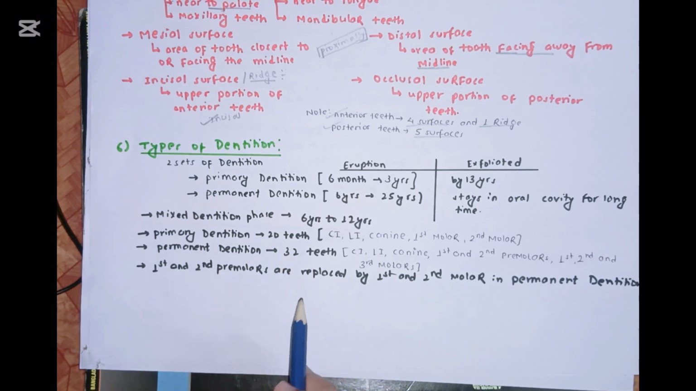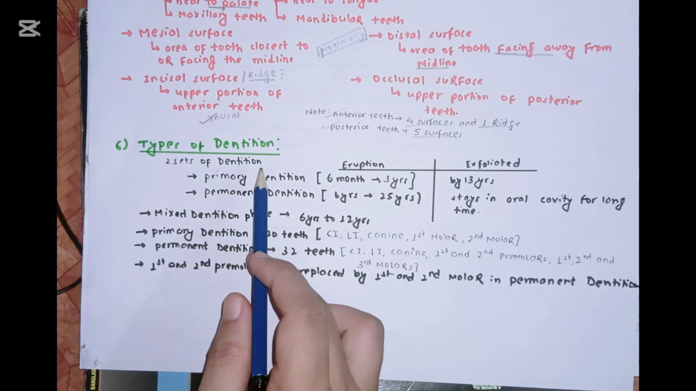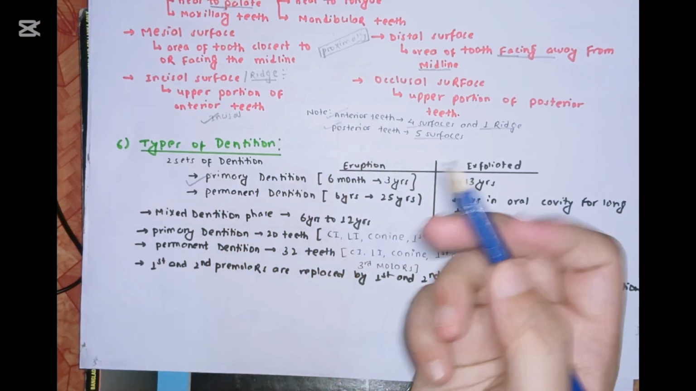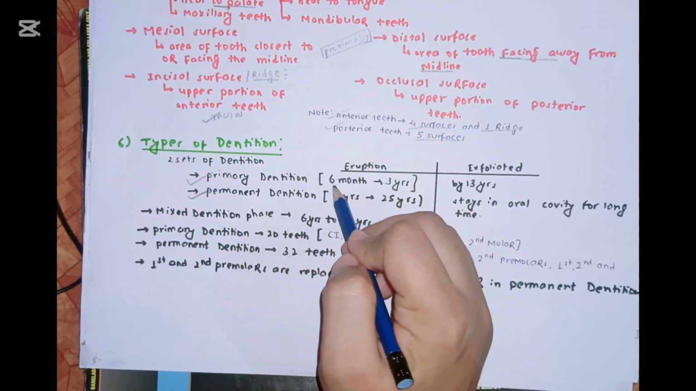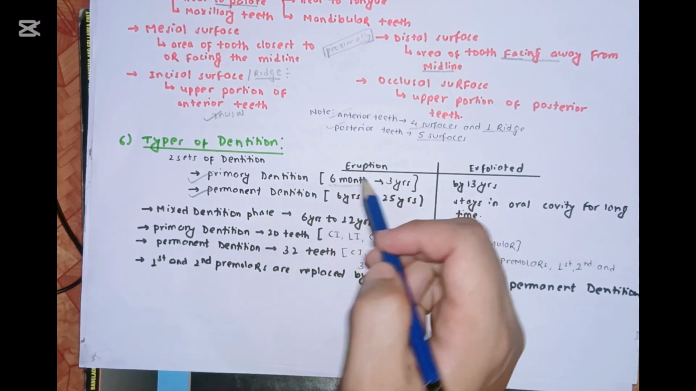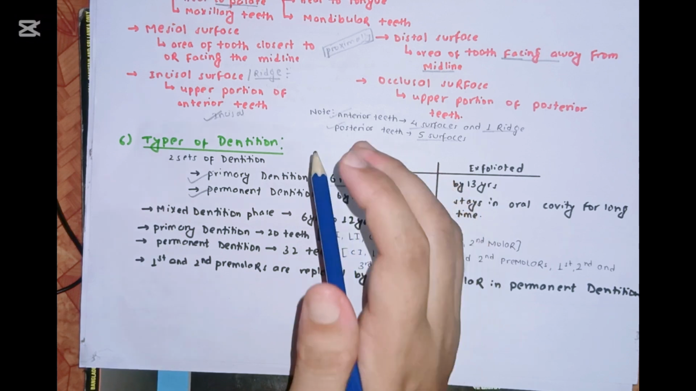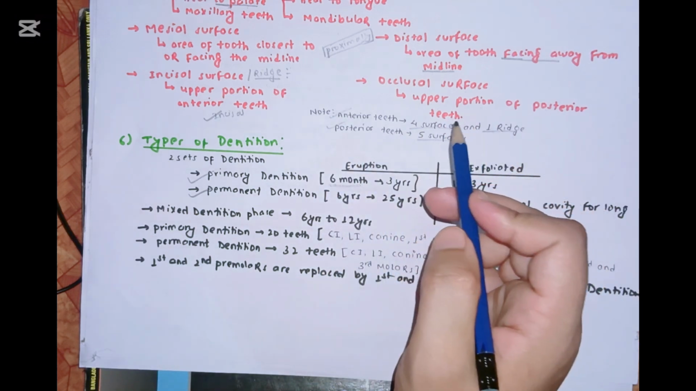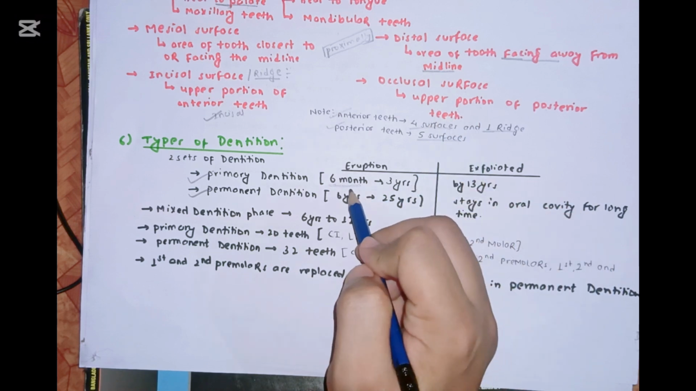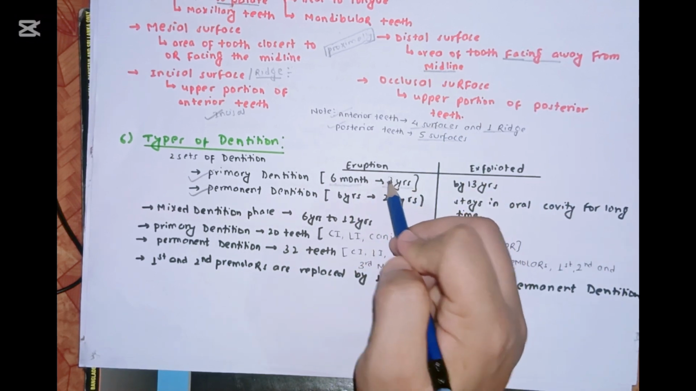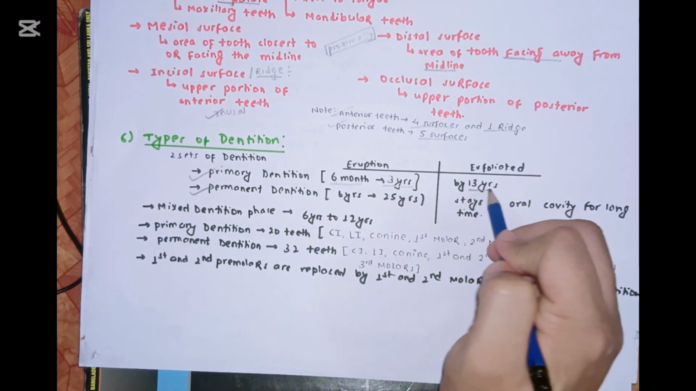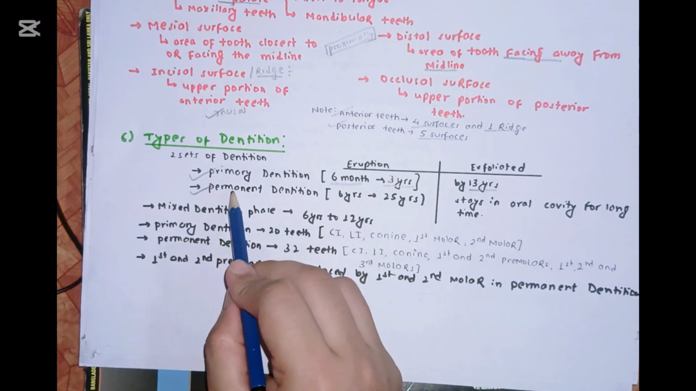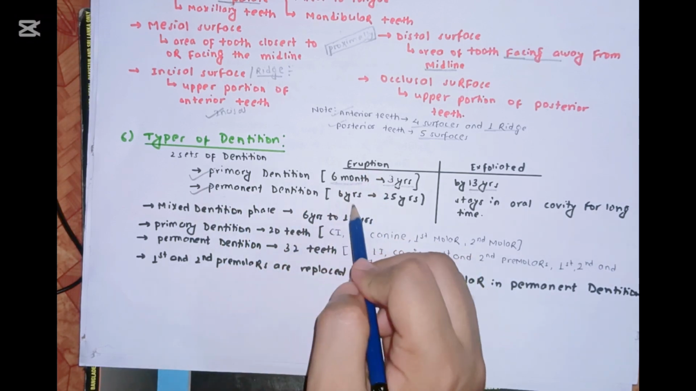In types of the dentition, we can see here that primarily there are two sets of dentition. One is the primary dentition, another is the permanent dentition. For primary dentition, the time of eruption is from 6 months after the birth of the baby to 3 years of age. Similarly, it is exfoliated by 13 years. For permanent dentition, the eruption time is 6 years to 25 years.